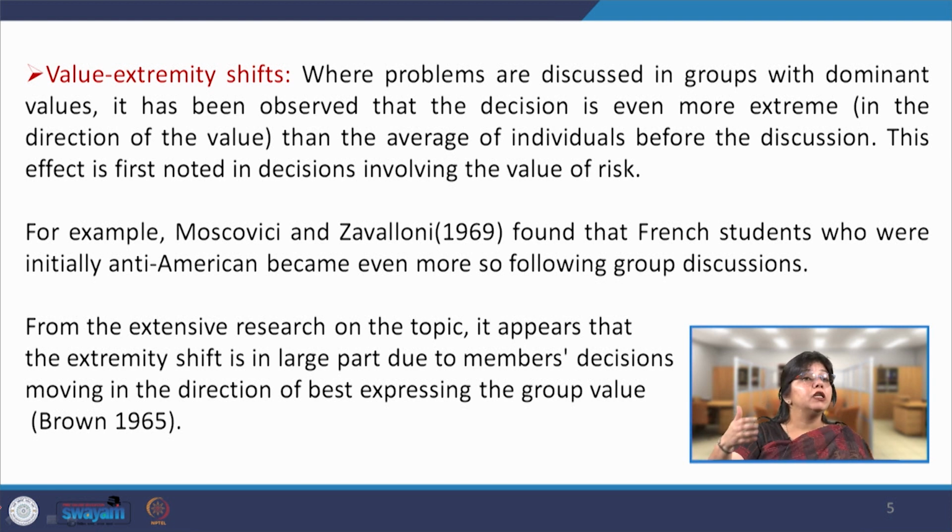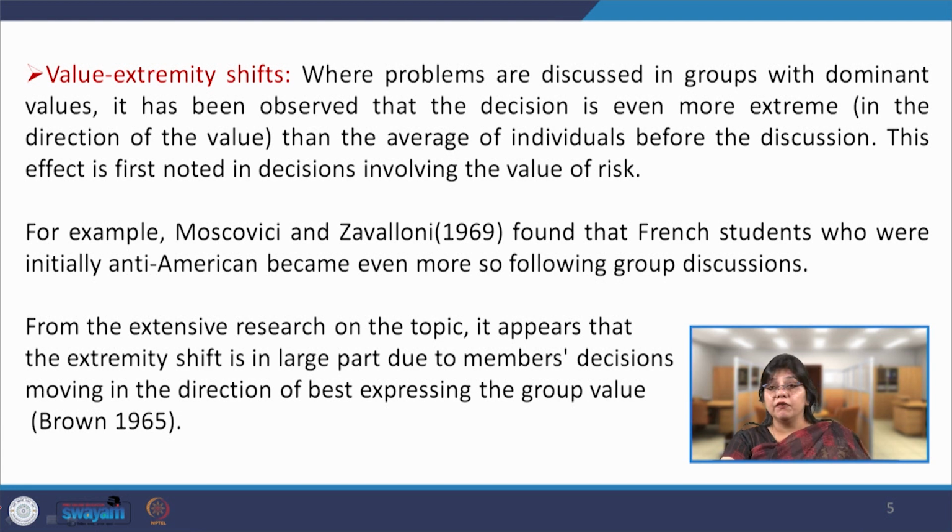This is value extremity shifts, that people tend to exaggerate any particular opinion in one direction and people tend to support that extreme shift of their opinion. It has been observed that the decision is more extreme than the average of individuals before the discussion. This effect was first noted in decisions involving the value of risk. From extensive research on the topic, it appears that the extremity shift is in large part due to members' decisions moving in the direction of best expressing the group value.